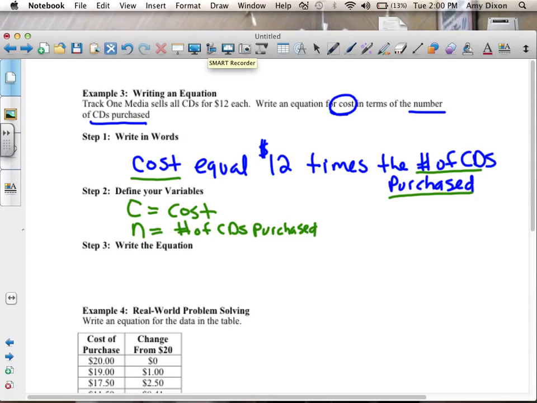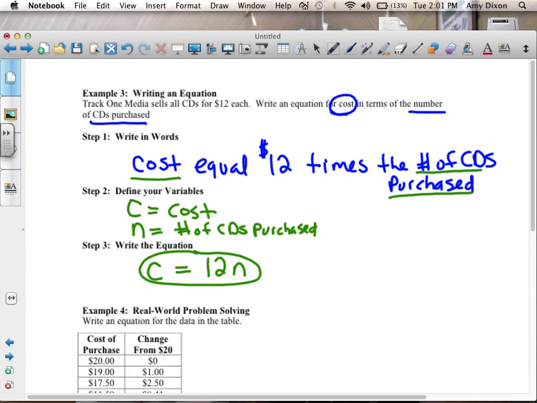Now that we have variables for those words that we don't know, it writes itself. If you go back up and look at cost, we're going to replace that with C. Equals is just an equal sign. Then 12 times the number of CDs purchased. If we're multiplying a number and a variable, remember we just put them together, so that would be 12n. So our equation is C equals 12n. Cost equals 12 times the number of CDs.